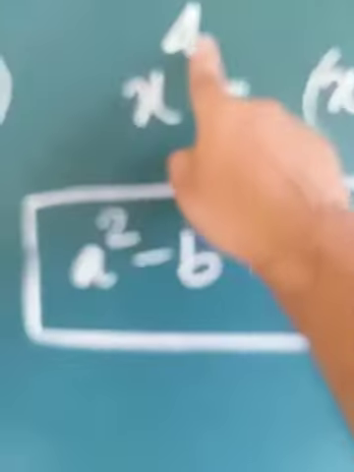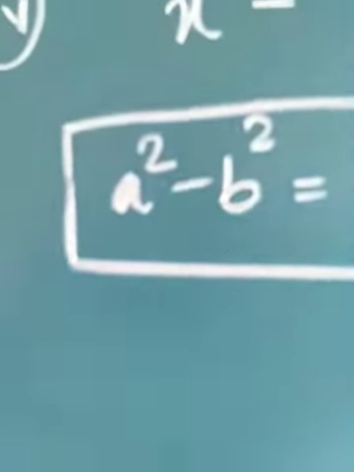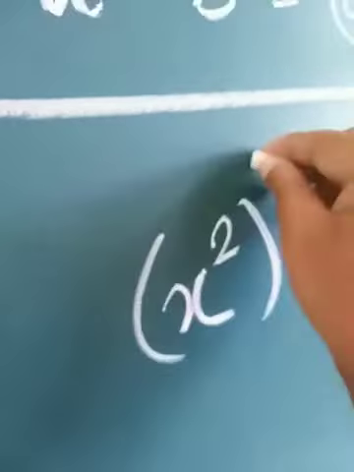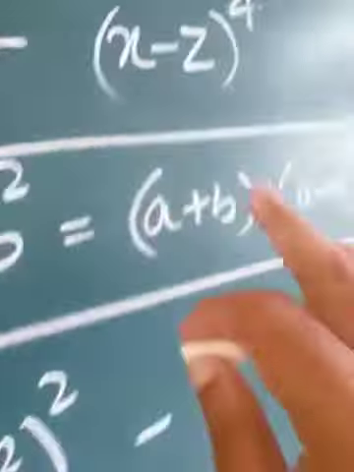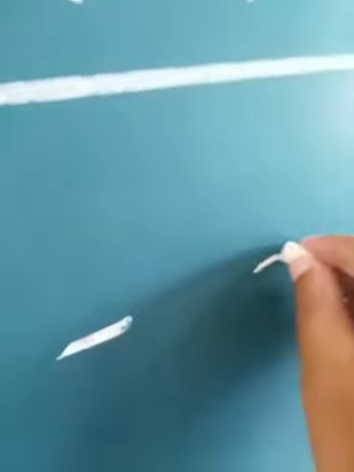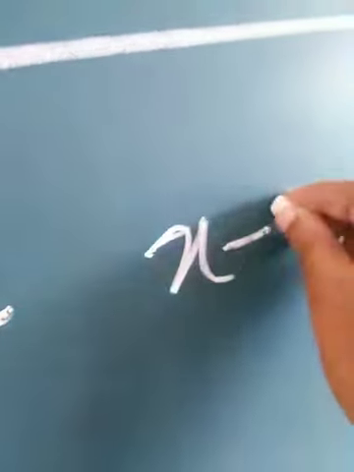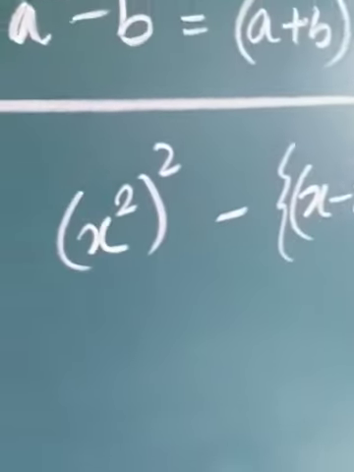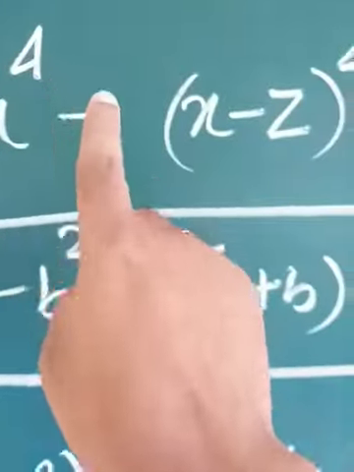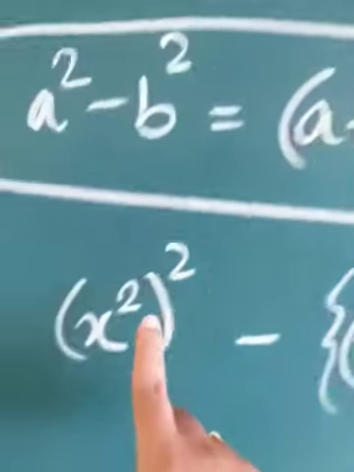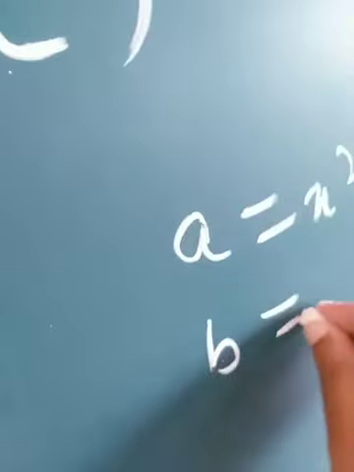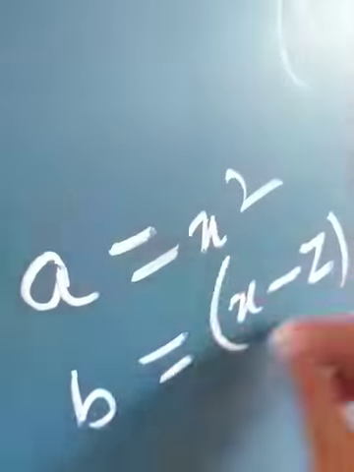Exactly, we'll convert this power 4 form into the square form. For that, we need to write x square to the power square, and the second part is written (x minus z) to the power 4, so we have to do (x minus z) square to the power square. Now we have written x to the power 4 minus (x minus z) to the power 4 in the form of a square minus b square. Now what is a, students? A is x square, and b will be considered as (x minus z) whole square.